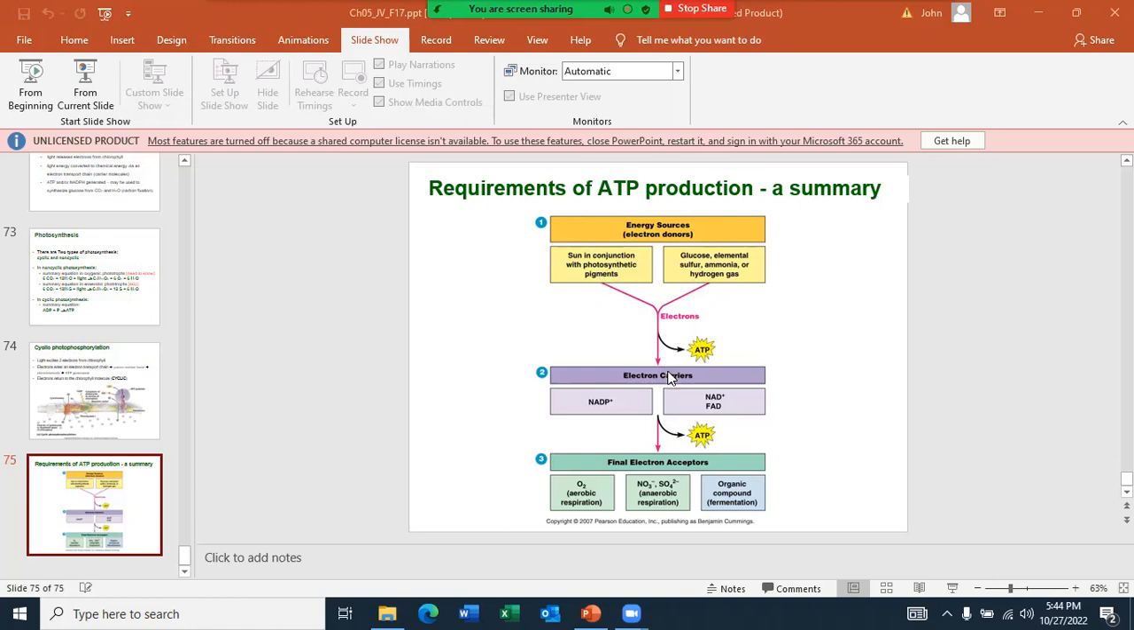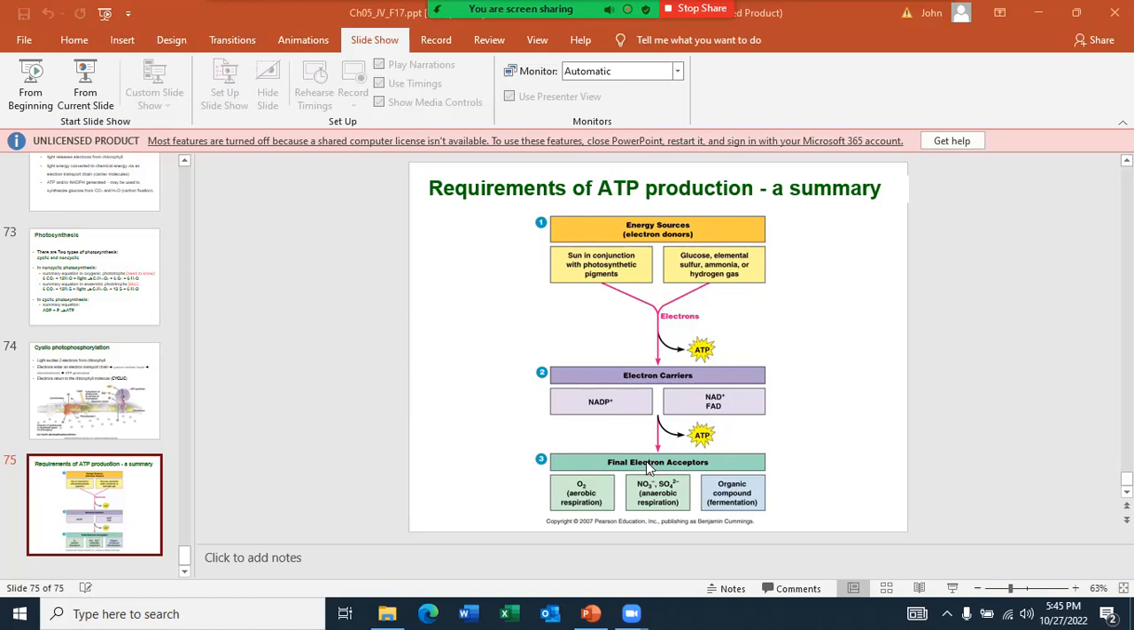The electron carriers can vary. It could be NAD plus. We did talk about that. FAD can carry the electrons. And we didn't talk about it, but in photosynthesis, the electron carrier can also vary. This is similar to NAD plus, but it's a little different.